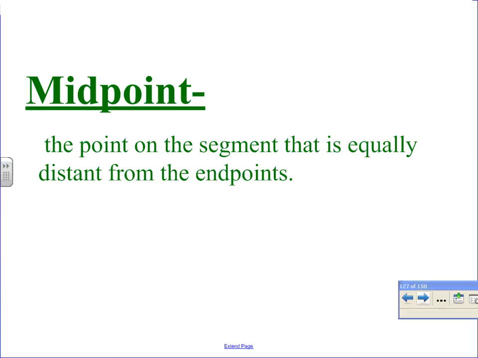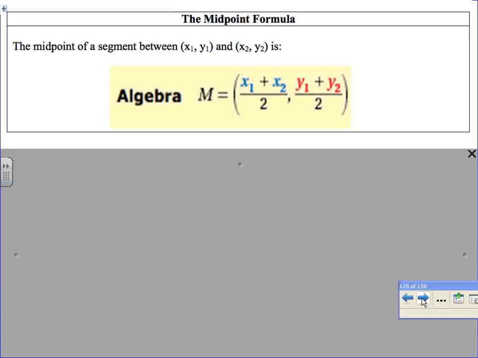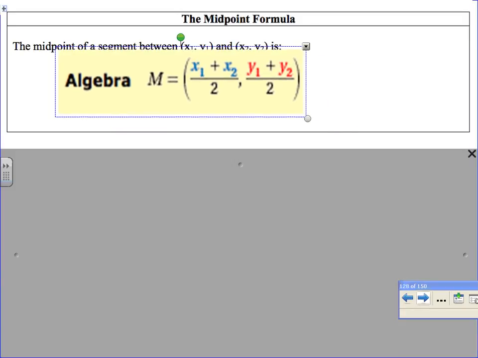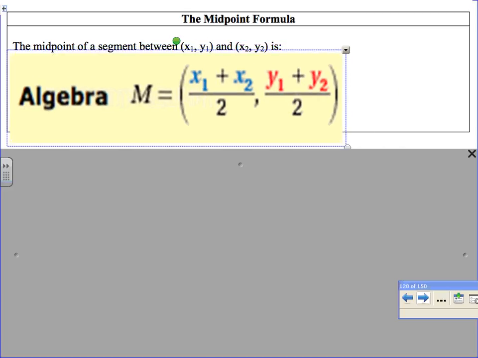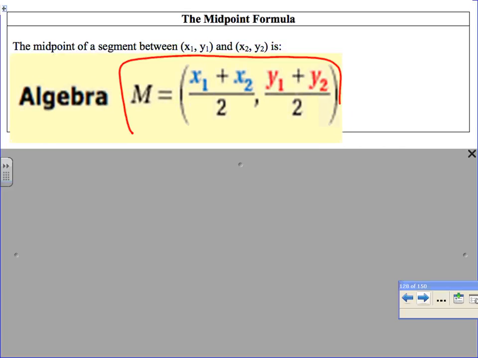Okay, in the box below, real big, I want you to write the formula. I just want you to write this. Put a box on it. M equals, in parentheses, really big in that box, x1 plus x2 over 2, comma, y1 plus y2 over 2. So it's an ordered pair.